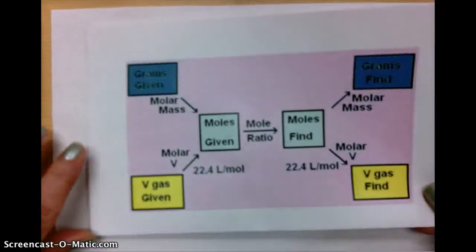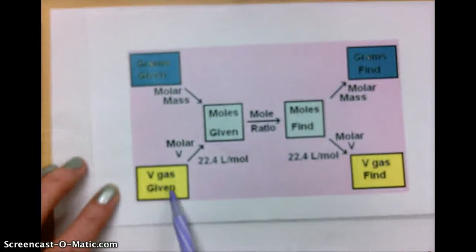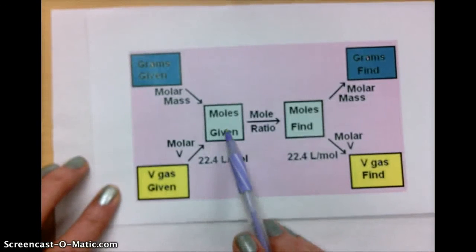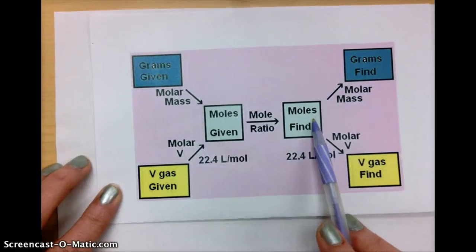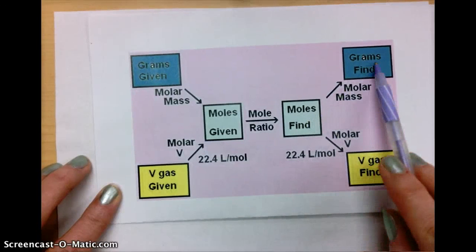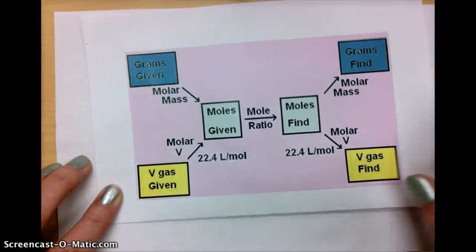So to conclude, in this problem we started with volume of a gas, used molar volume to get to moles, used the mole ratio to find moles, and then we went to grams using a molar mass.